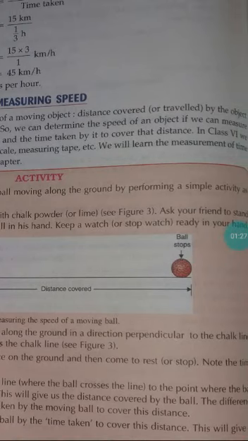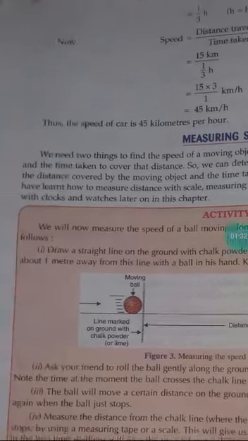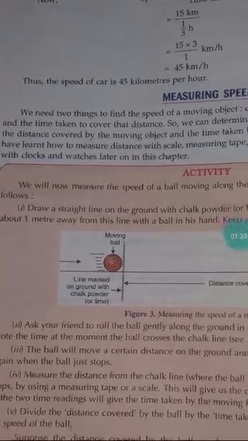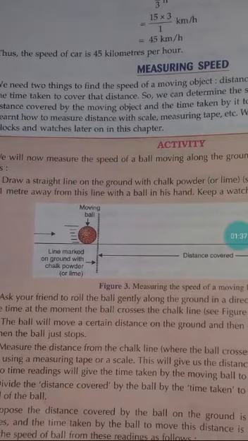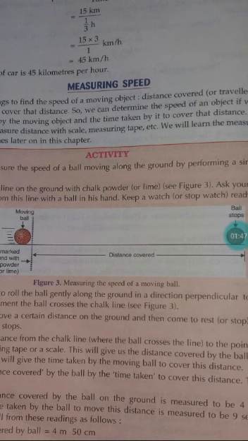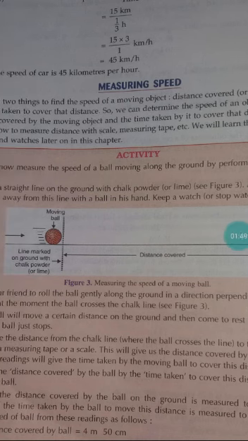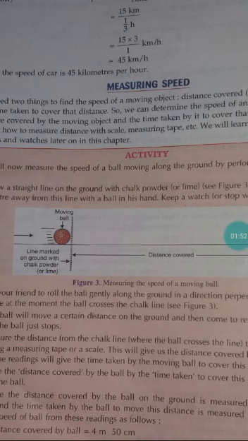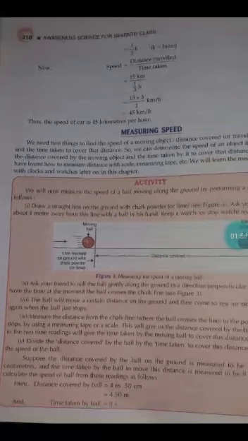Here they have written, in class 6 we have learned how to measure distance. I suppose you have learned that to measure distance we need a scale, measuring tape, etc. Now we will learn the measurement of time with clocks and watches later in this chapter. So here is an activity which shows how to measure the speed of a ball moving along the ground.